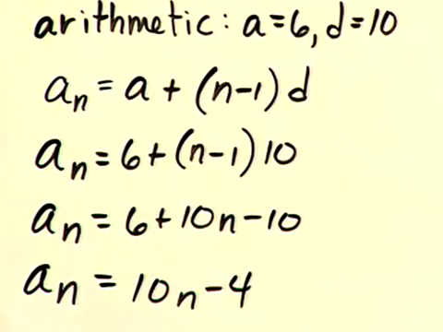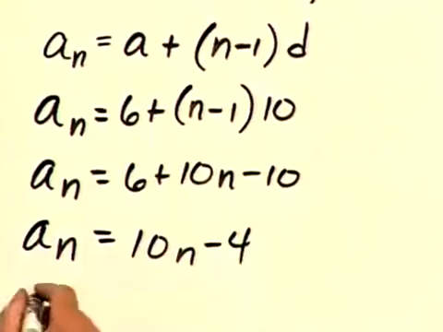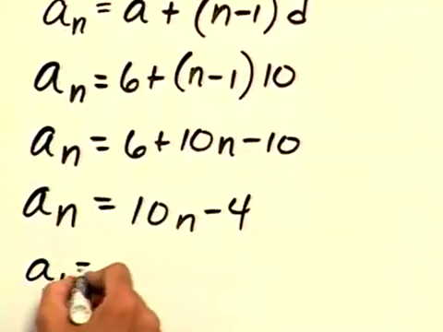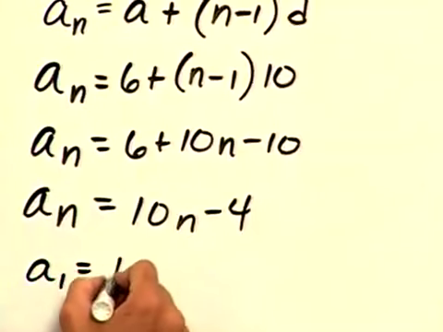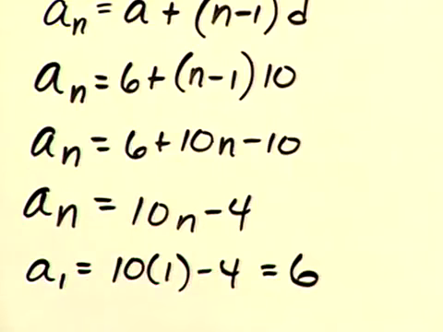Now we have to find the first 5 terms of this sequence. So starting with the number 1, we will plug 1 in for n, and then we will get the first term in the sequence. So a sub 1 is equal to 10 times 1 minus 4, which equals 6, which we already knew because they gave us that in the beginning of the problem.